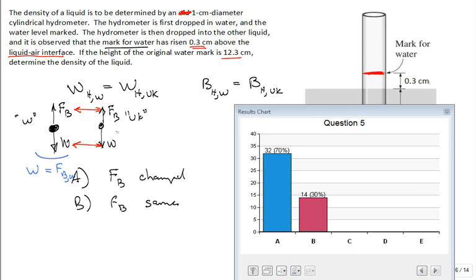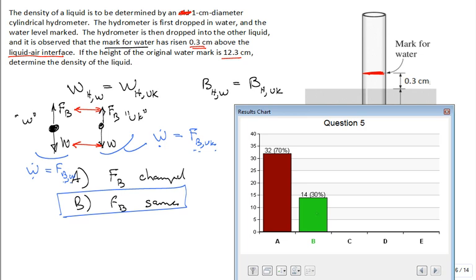How about I analyze this system over here? Is W greater than, equal to, or less than the buoyancy force in the unknown fluid? Hey, you did that too fast. Are you sure about it? Is it equal? Yeah, it's equal. So, if W equals F_B in the unknown fluid, and W equals F_B in water, guess what? All right, let me continue on and maybe you'll back up and see why that's correct.